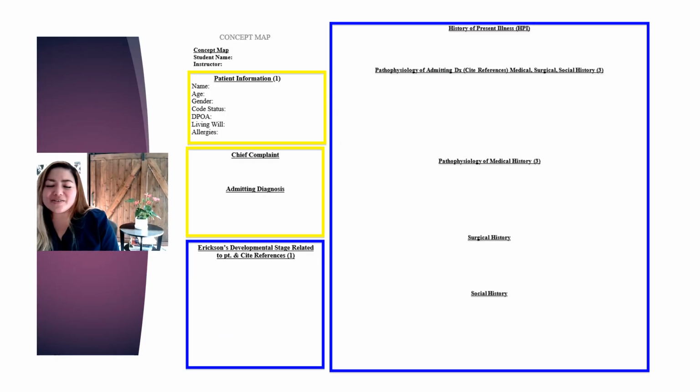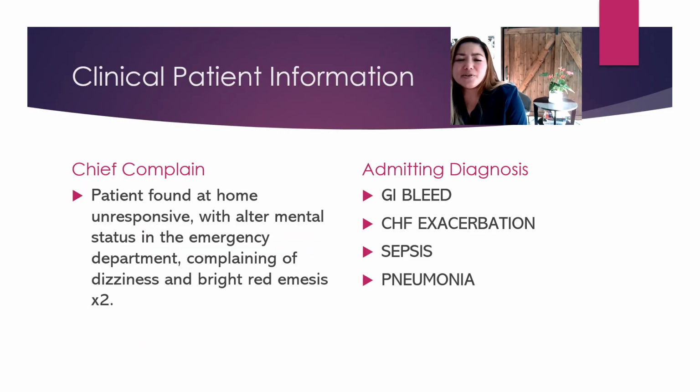So here is a screenshot of the first page of the concept map, and we're going to go over each item individually. Here we're going to talk about the chief complaint, which is what the patient came to the hospital with. We're going to talk about their signs and symptoms and what they're presenting with in the ED, for example. The admitting diagnoses is what the doctor says the patient has, which is the medical diagnoses.